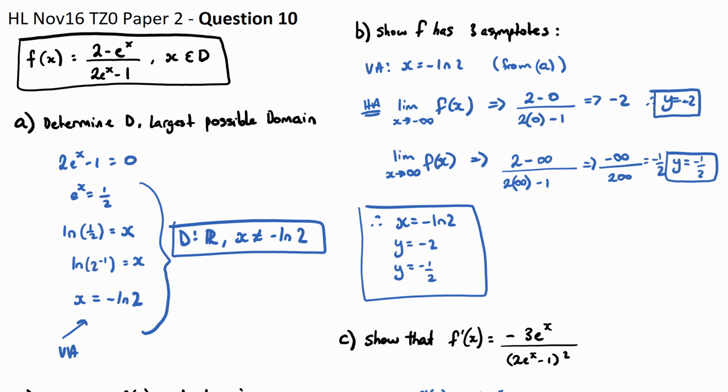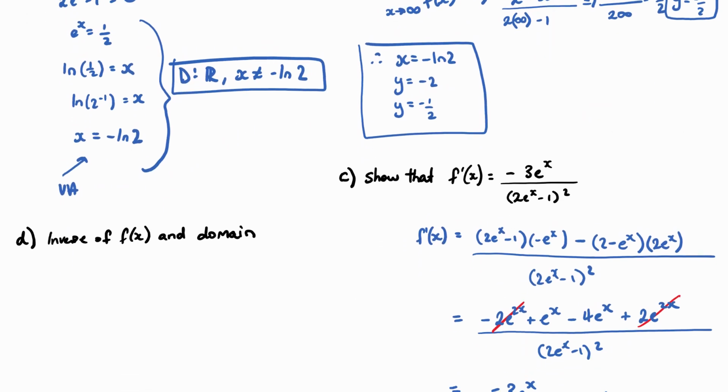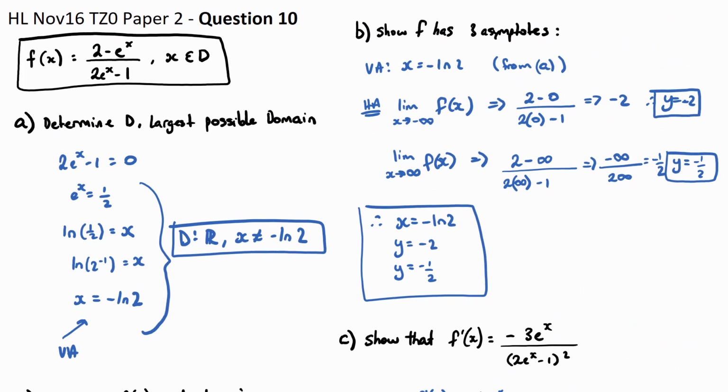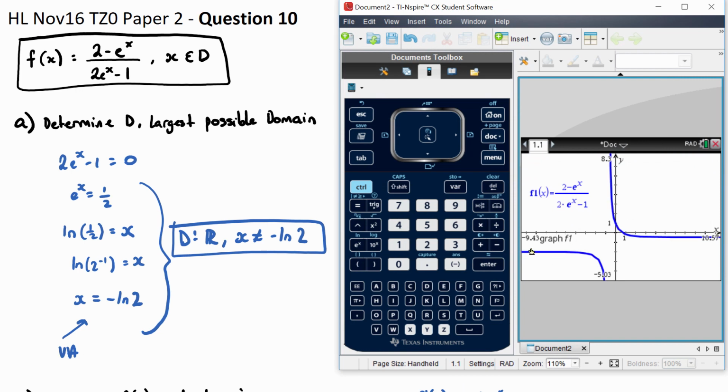Part D. Now part D is down here. The exam question says, use your answers from part B and C to justify that f has an inverse and state its domain. So I'm just going to graph this just to show you what it looks like.